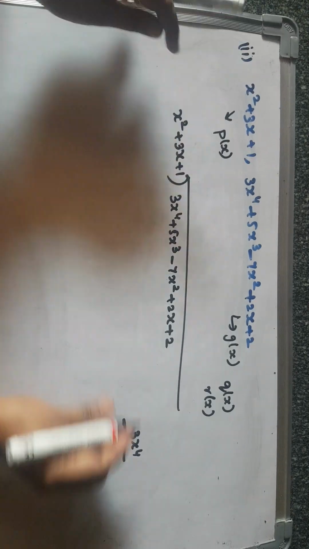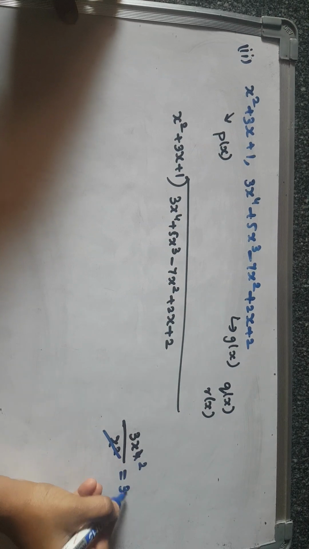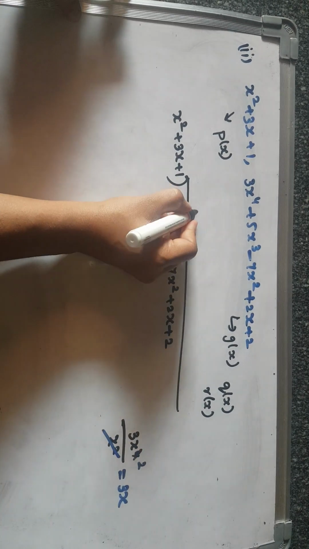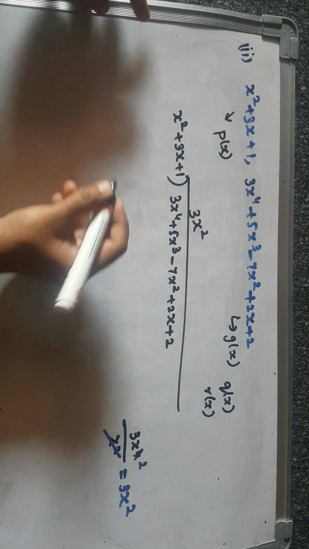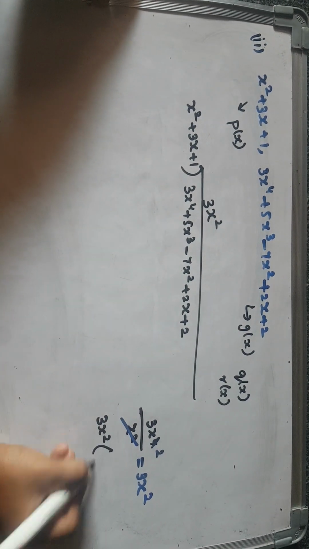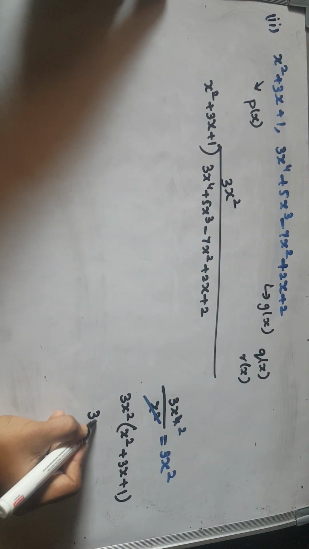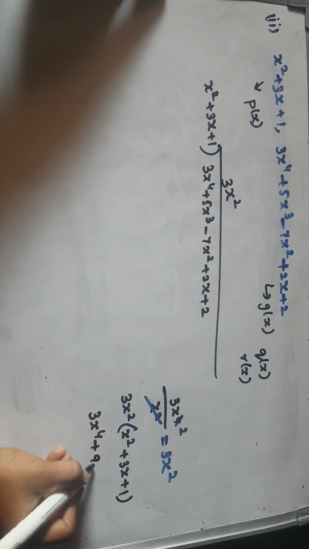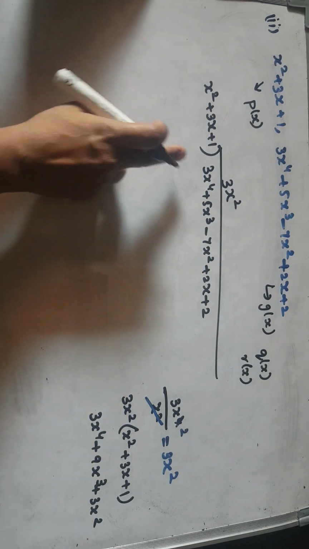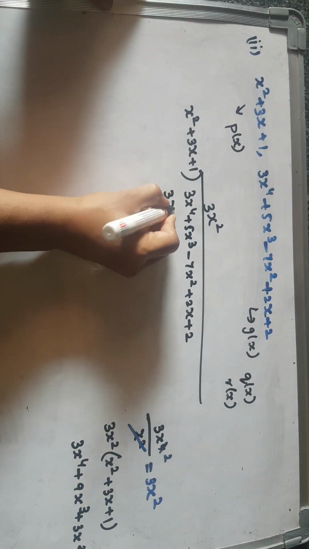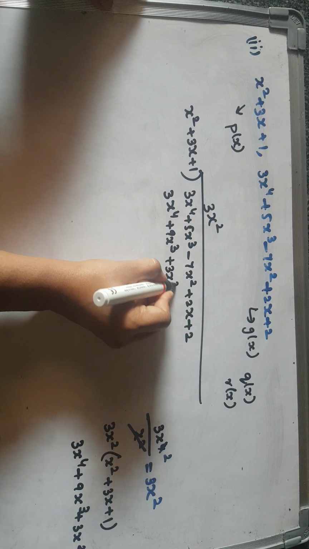So x square cancels with x square, and this value becomes 3x square. So multiply 3x square with x square plus 3x plus 1. What does this become? 3x power 4 plus 9x cube plus 3x square. Now write all these values down: 3x power 4 plus 9x cube plus 3x square.